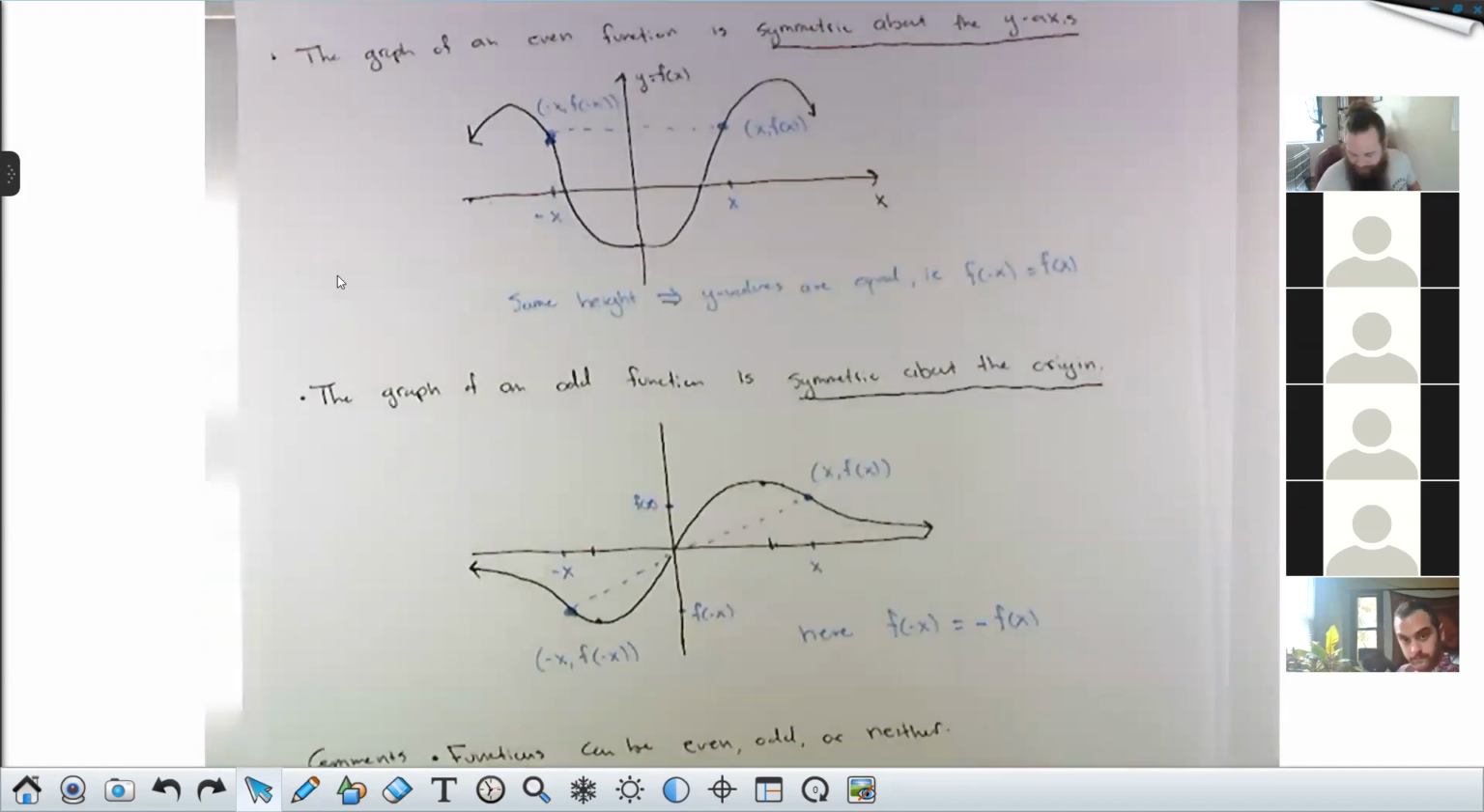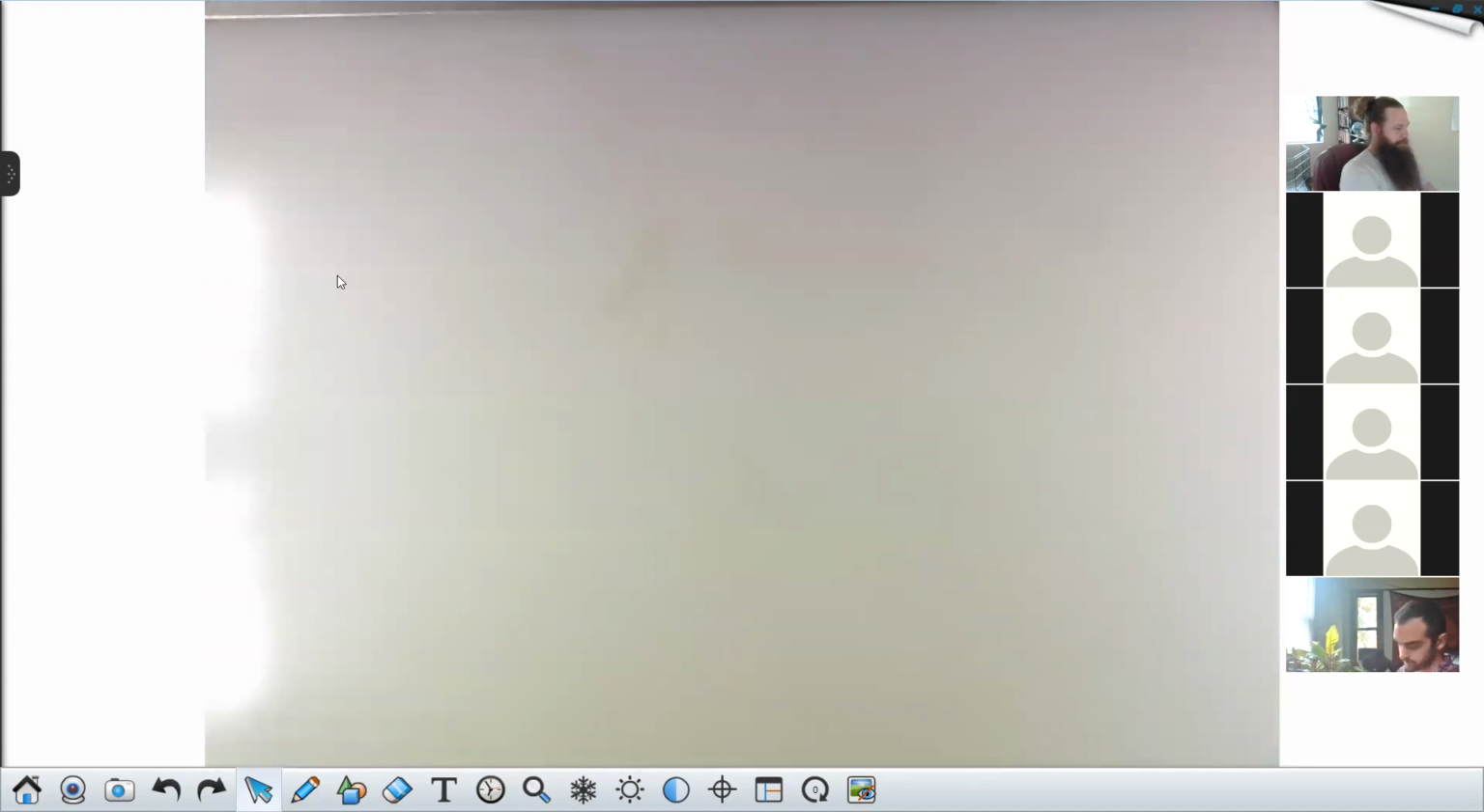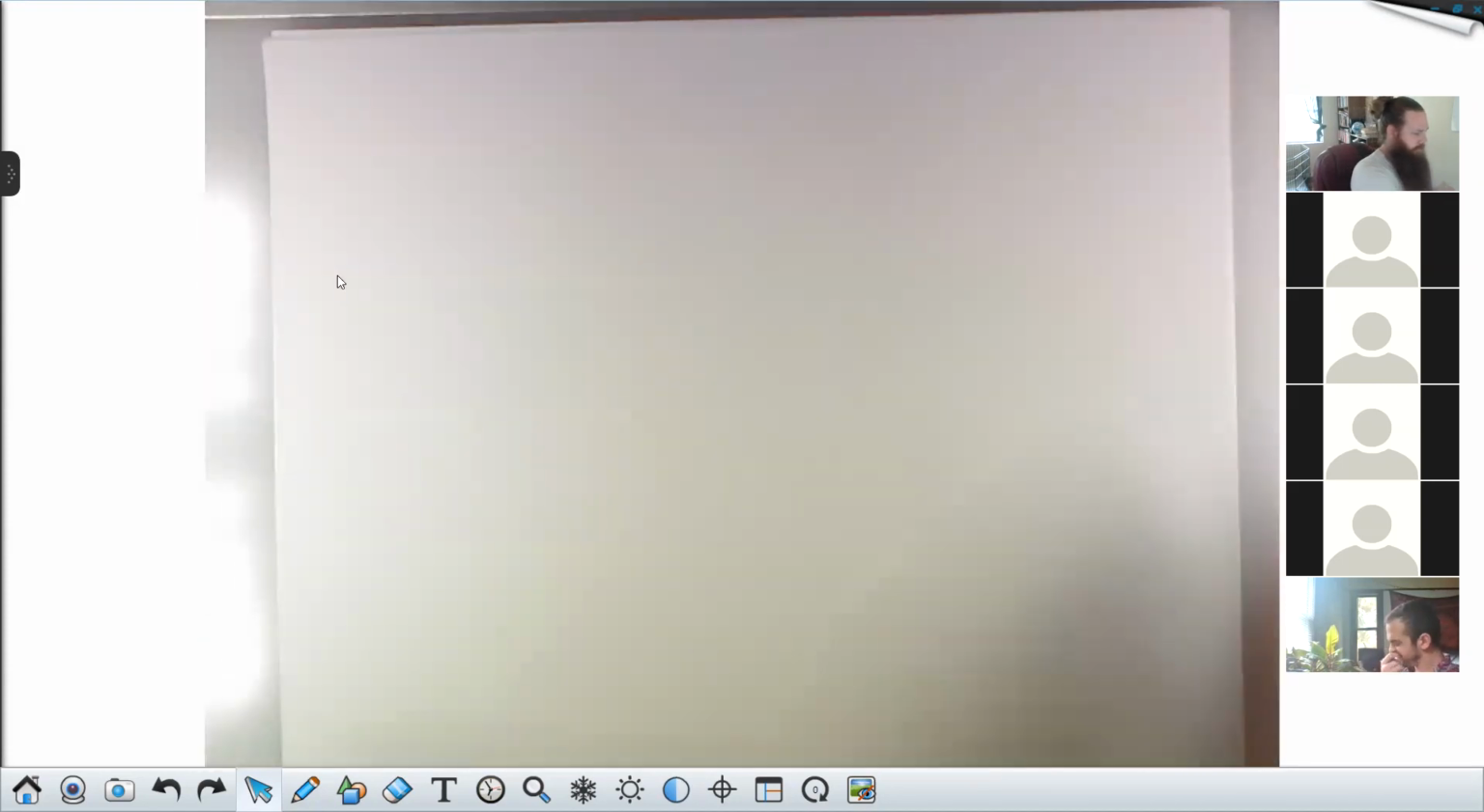So let's, it's a good question. We can explore it a little bit. Let's try classifying some curves as even, odd, or neither, just based on the graph.